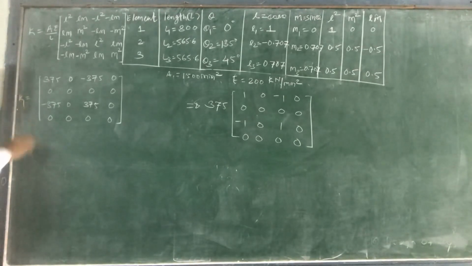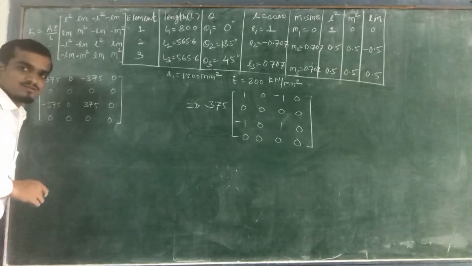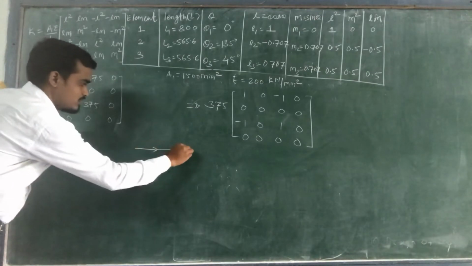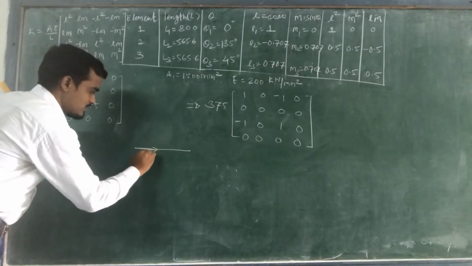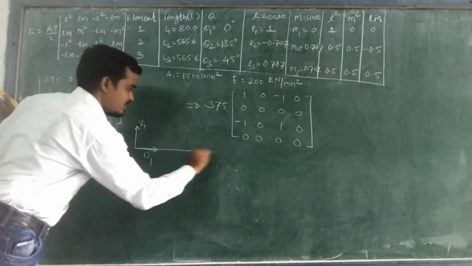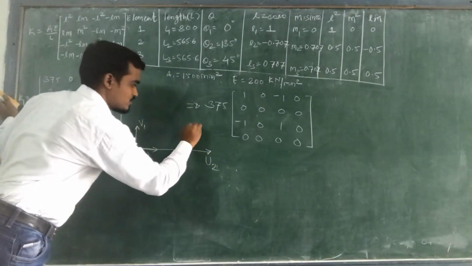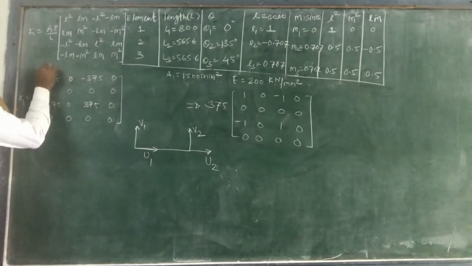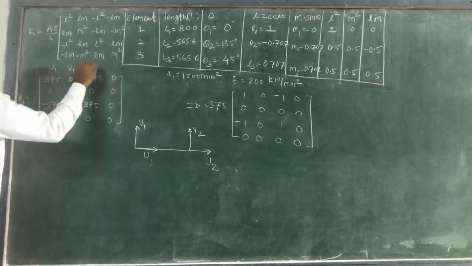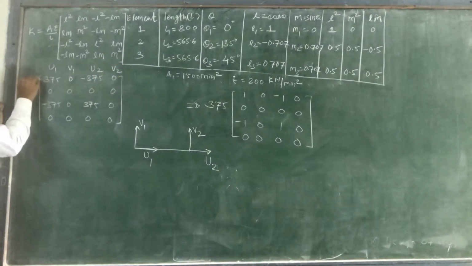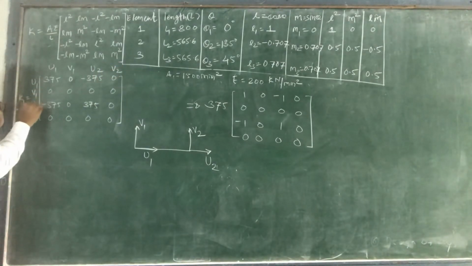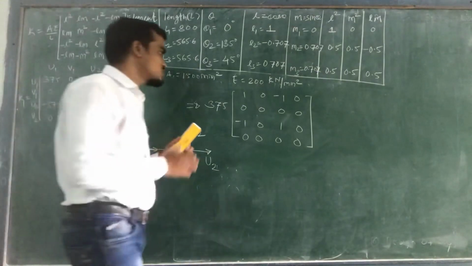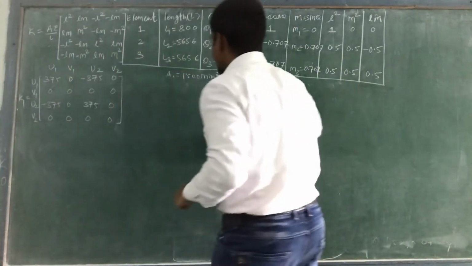Now we need to write down the connectivity of that element. We know that this first element is in between node 1 and node 2, so it is between U1, V1 and U2, V2. So the connectivity will be U1, V1, U2, V2. We need this connectivity while constructing our global stiffness matrix. So in this way, you will get the first elemental stiffness matrix.